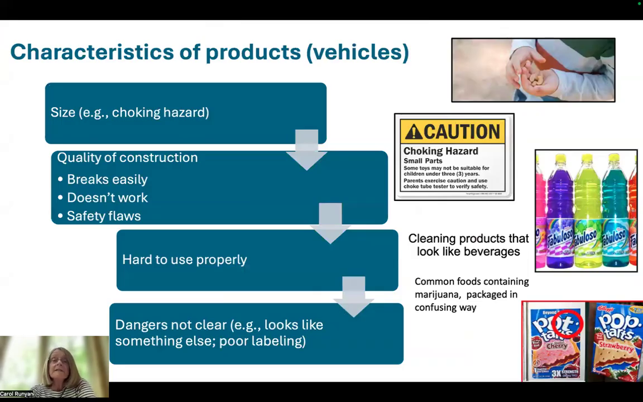Then there are many characteristics of the products or the vehicles in the agent-host environment vehicle vector model. The size might be a factor. For example, in choking hazards, that might be a hazard for young children. The quality of construction, does it break easily? Maybe it doesn't work properly. Maybe there are safety flaws that it's just not constructed well. Maybe it's hard to use properly. Or maybe there are dangers that aren't clear, that it looks like something else.